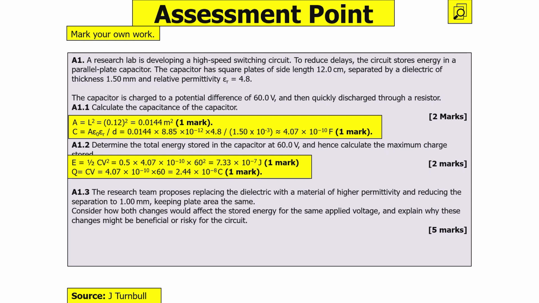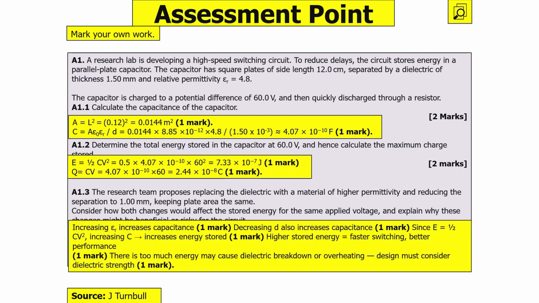We know Q is equal to CV. So we can then pop all those values into the equation and we get 2.44 times 10 to the minus 8 coulombs. Now, increasing the relative permittivity will increase the capacitance. So therefore, this tells us that decreasing d will also increase the capacitance. Since E is equal to a half CV squared, increasing C will increase the energy stored. A higher energy stored will lead to faster switching and better performance in the circuit. However, you have to be careful, as if there's too much energy, it may cause our dielectric to break down or overheat, so we need to consider how strong we make our dielectric.